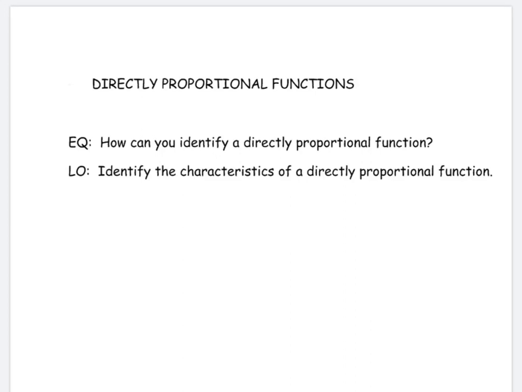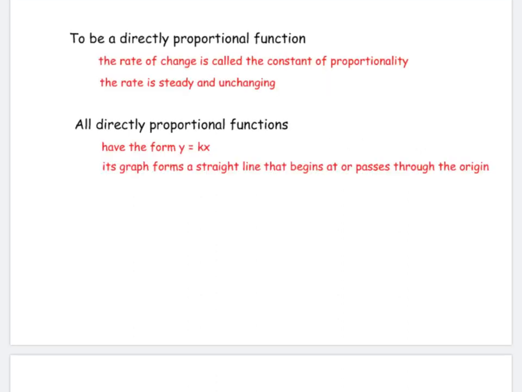This lesson is going to specifically look at a specific type of functions. Those functions are called directly proportional functions. In order for the function to be directly proportional, it has to have a rate of change that is the constant of proportionality, and the rate of change is steady and unchanging. Another word for the rate of change is slope. So basically, it has to have a constant slope.